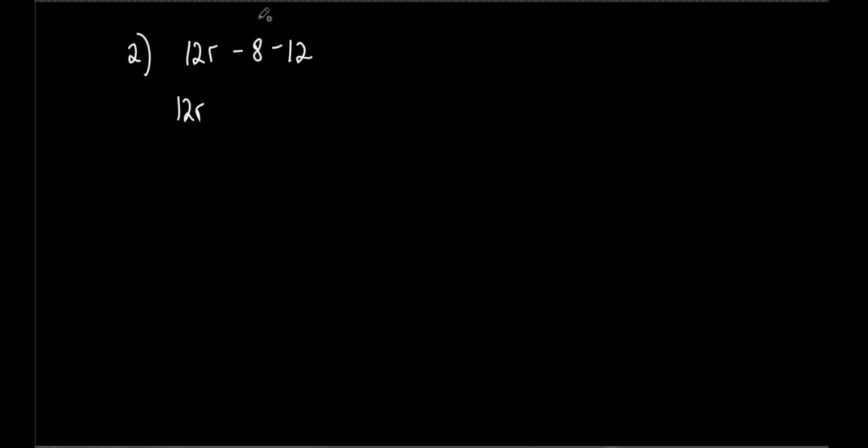But look at this. This is just a regular number, and this is a regular number. Now, it doesn't have any letters with it, right? But I can still add those together. So how do I do that? Add the opposite, change the sign. So what's this going to be? Negative 8 plus negative 12. What's that?